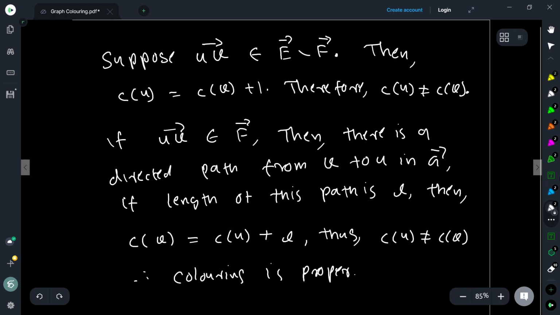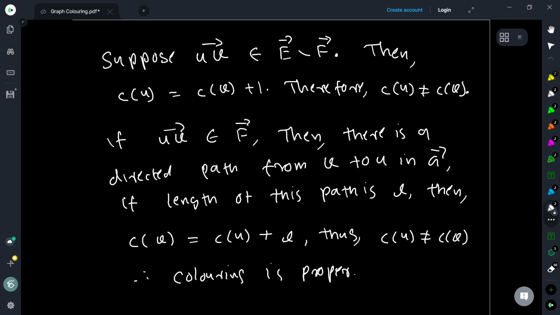So that is precisely how we do it. If UV is an arc in E minus F, then C of U is equal to C of V plus 1. We observed that before, and therefore they get different layers. And if it is in F, then there is a directed path from V to U. If UV is an arc, we removed it only because there was a cycle containing this arc. So that cycle must basically use this arc, which means that it should go from V to U and then form the cycle. And in this case, we know that C of V is actually equal to C of U plus L, where L is the length of the path. And therefore, they are again different, and therefore the coloring is proper.